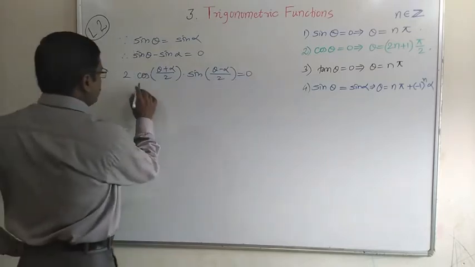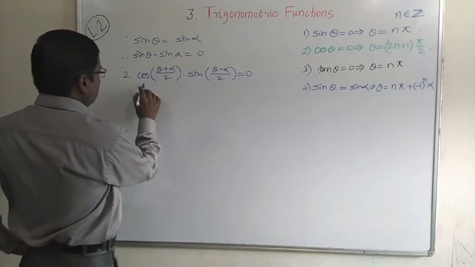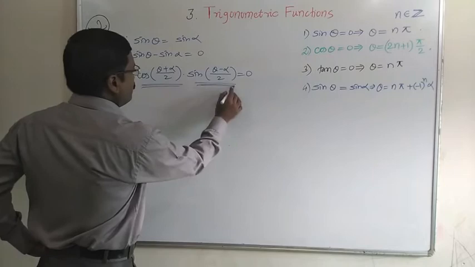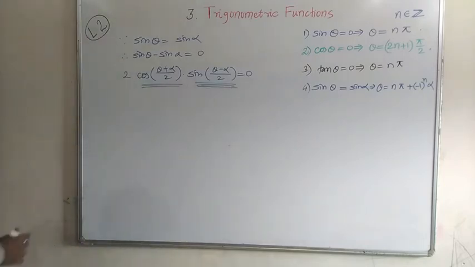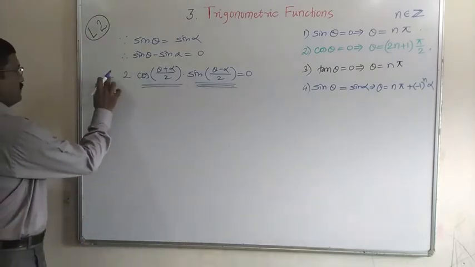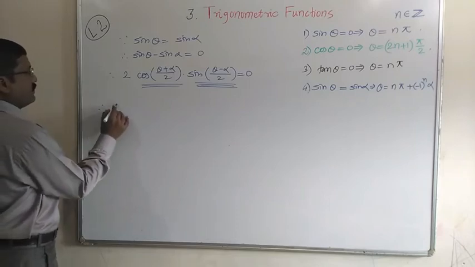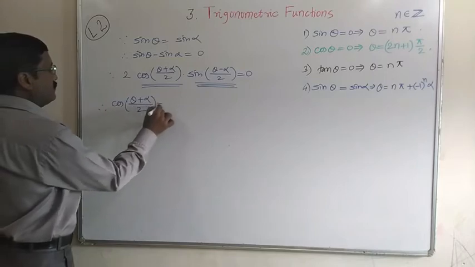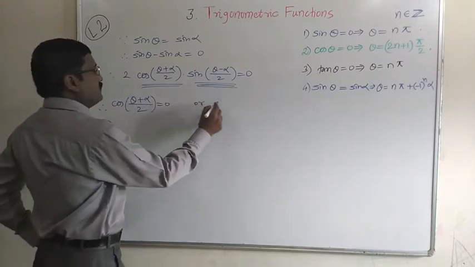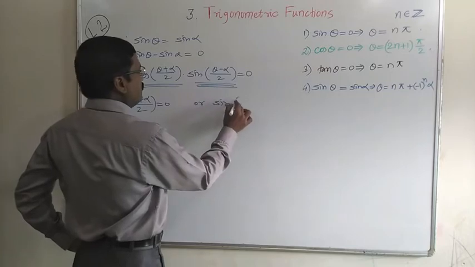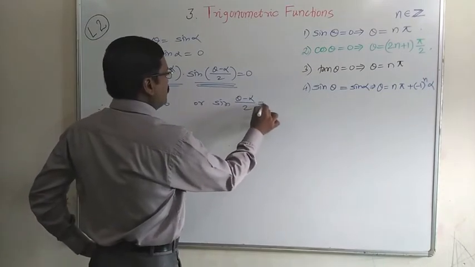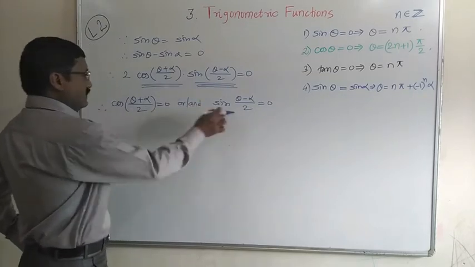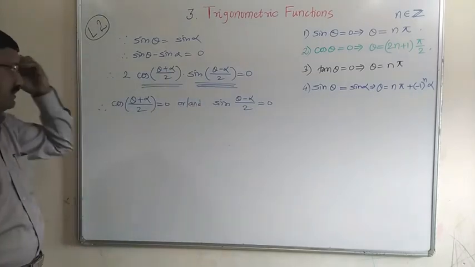Now the product of these two can be taken to the right side, it will get cancelled. Now the product of this function and this trigonometric function is 0. That means at least one of them is 0. Therefore, cos of (theta plus alpha)/2 equal to 0, or sin of (theta minus alpha)/2 equal to 0. It will be 'or', and any one of them will be 0 or both will be 0.